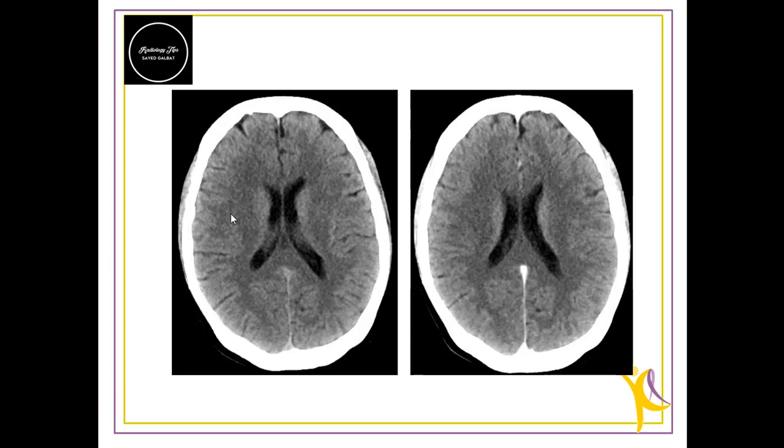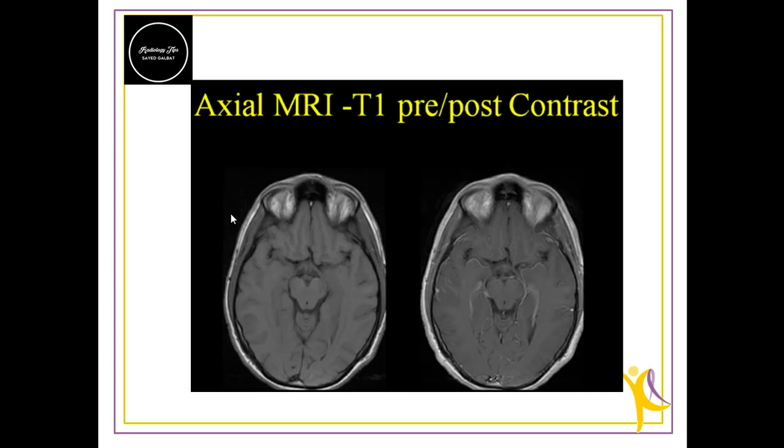Based on this, if we look at the pre- and post-contrast CT of the brain, we normally cannot see any enhancement in the brain parenchyma with our naked eyes. Similarly, no enhancement in brain parenchyma can be noticed in post-contrast T1 weighted images.